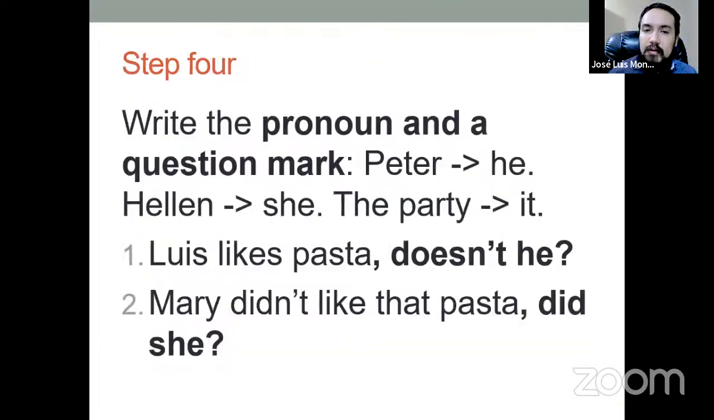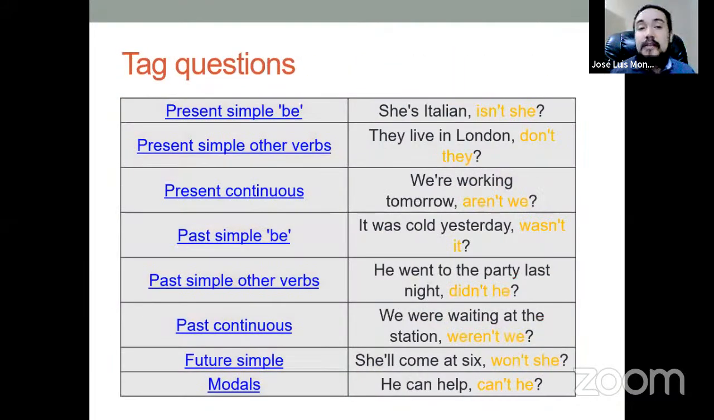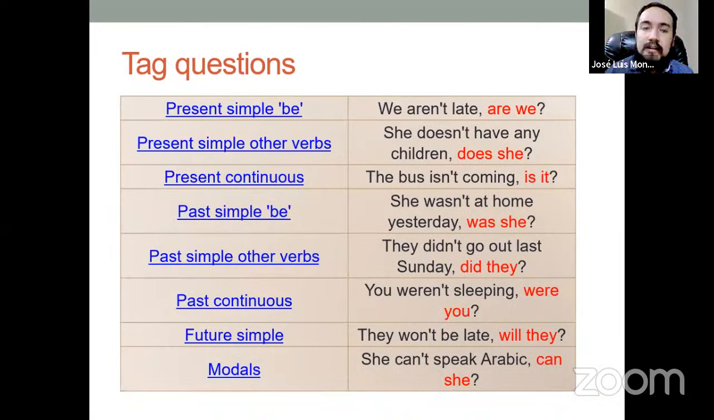Now, before going there, I'm just going to read some of these. These are examples in different tenses of the questions, right? If it's simple present of be, she's Italian, isn't she? And if it's negative, we aren't playing, are we?